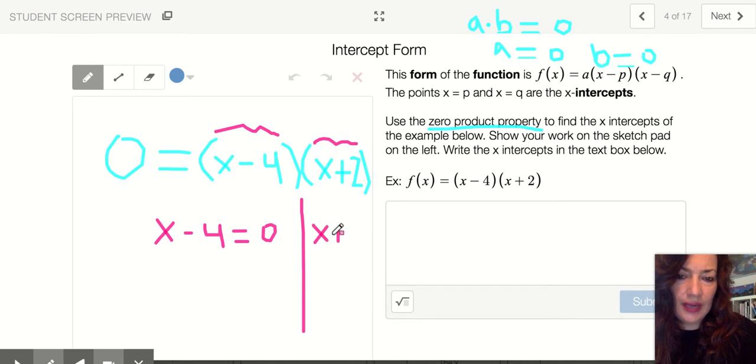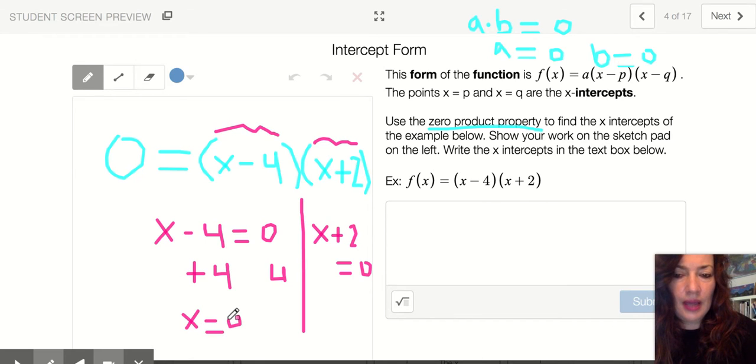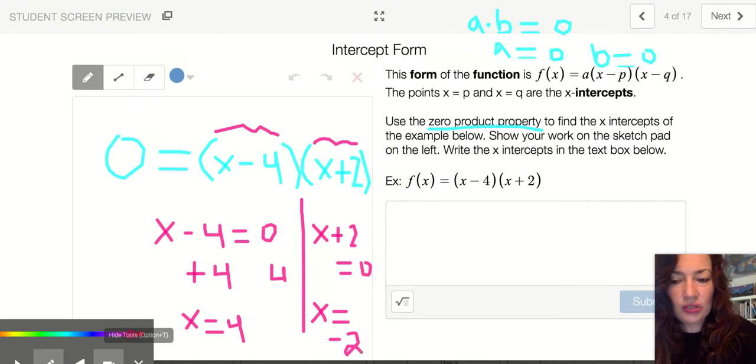Now we're going to solve for both of those, and you could probably do this mentally. Solving for each one, I would add 4 on both sides of the first equation, and we get that x equals 4. So that's one of our intercepts. And solving the equation on the right, if we subtract 2 on both sides, we get that x equals negative 2. So our two x-intercepts are x equals 4 and x equals negative 2.